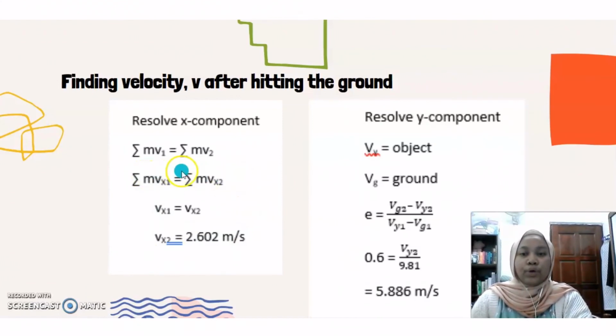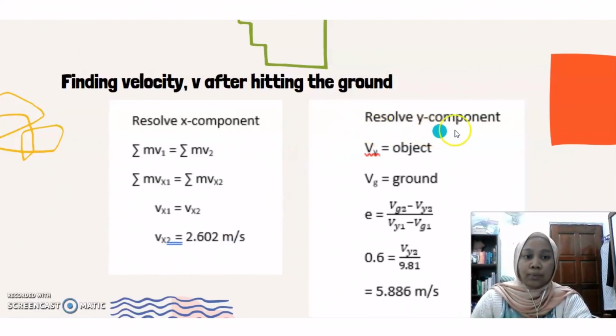For the x component, we're going to use the formula summation of mv1 equals summation of mv2. Since the value of m will be the same before and after it hits the ground, we're going to cancel off the m, leaving Vx1 equals Vx2. Since we already have the value of Vx1 from LO1, we just plug in the value. Therefore, we get Vx2 equals 2.602 meter per second. What we can deduce from this is that the direction of the velocity in the x component is moving to the right, while the magnitude is constant with the magnitude before it hits the ground.